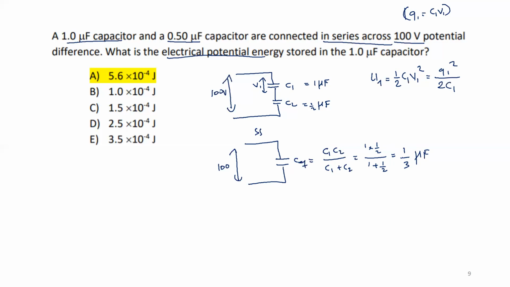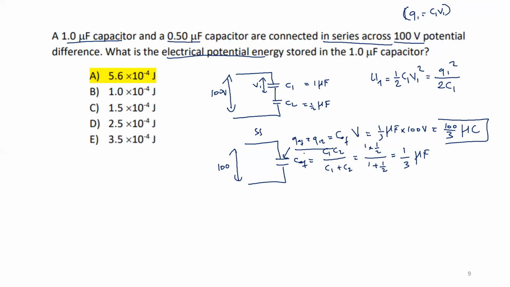Okay, now this is my C equivalent, so now I can calculate the charge here. Q equivalent, which is Q12, is just C equivalent multiplied by V. So it's 1/3 of a microfarad times 100 volt, which gives me 100 divided by 3. Farad multiplied by volt is coulomb, so microfarad multiplied by volt is microcoulomb. So this is the charge that I'm keeping here.